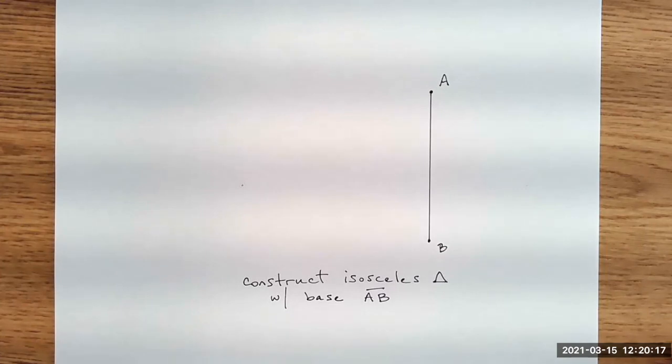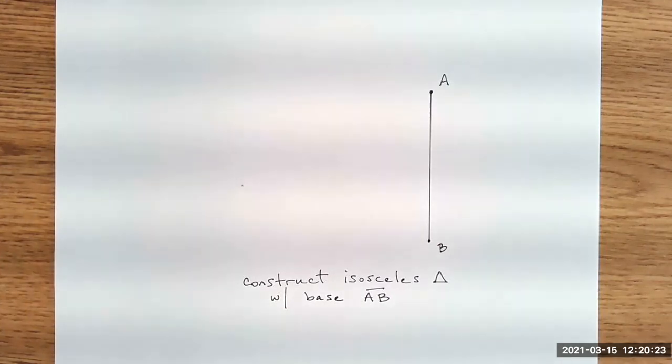Now let's talk about isosceles triangles and the isosceles triangle conjectures. Imagine you're given this task: to construct an isosceles triangle with base AB. It doesn't state what my other two sides must be. I just know that I have a base AB.